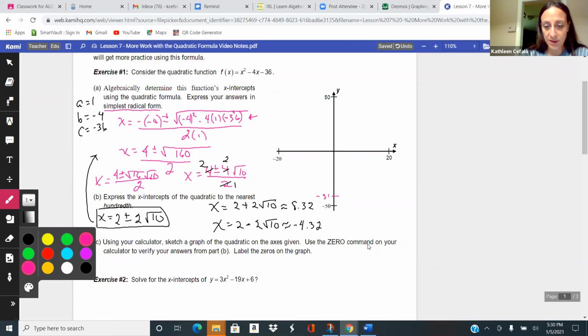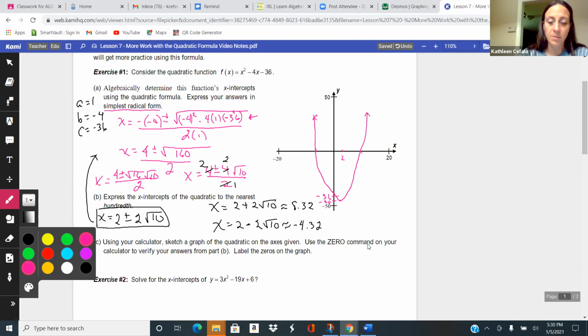So I'm just going to roughly sketch this. We knew the turning point was roughly at around -40, and it was about over 2. And then we had our x-intercepts that we found at about -4.32. We hit our y-intercept, our minimum, and we come back up.